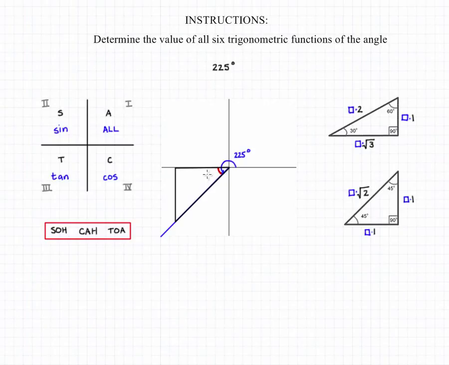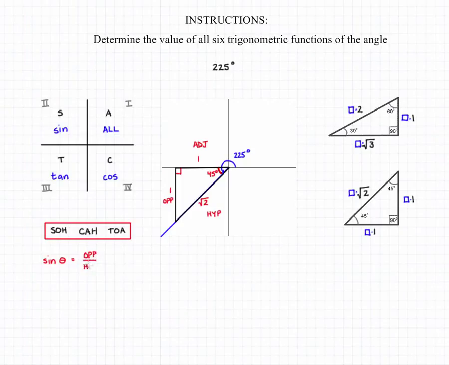We're going to identify our reference angle, which in this case is going to be 45 degrees, and then use our knowledge of special right triangles to label the sides of this 45, 45, 90 triangle: 1 for the adjacent side, 1 for the opposite side, and the square root of 2 for the hypotenuse. All we need to do now is to walk through each of the 6 trigonometric functions.